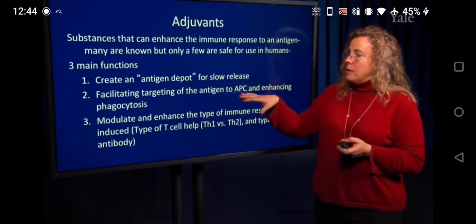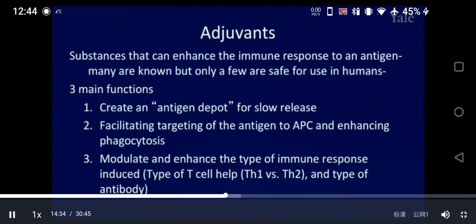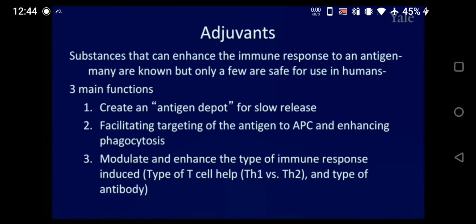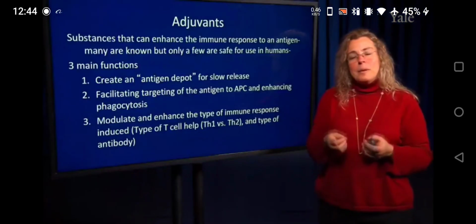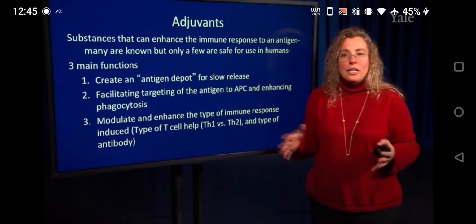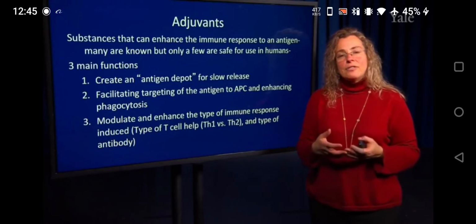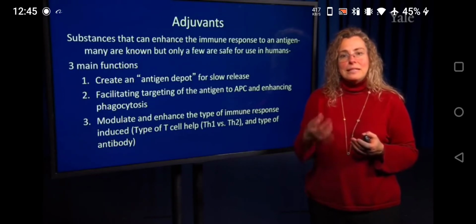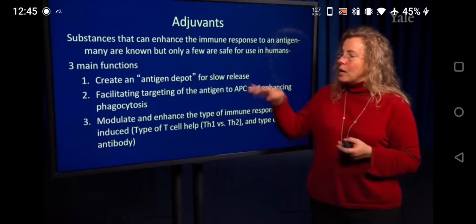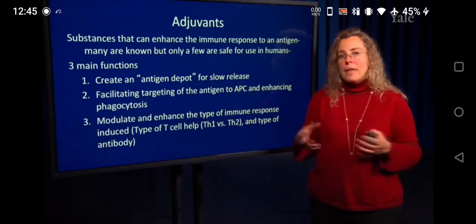Their job, three main jobs. One is what we call create an antigen depot. So I told you that when we inject a protein, one of the problems is it gets picked up by a few innate immune cells, but then it disappears and our body degrades it and gets rid of it. And then it doesn't give enough time for the immune system to really see it and make a response. So can we slow down the release of the protein to overcome that initial problem?